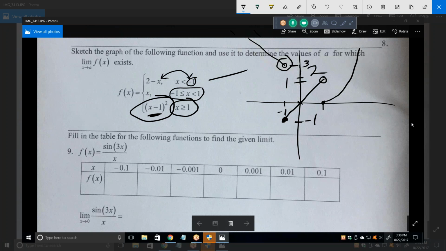No. Exactly. So, to answer their question, where does it exist? Does it exist at 2? Yeah. 3? Yeah. 100? Yeah. Minus 100? Yeah. So it exists everywhere except minus 1 and plus 1.